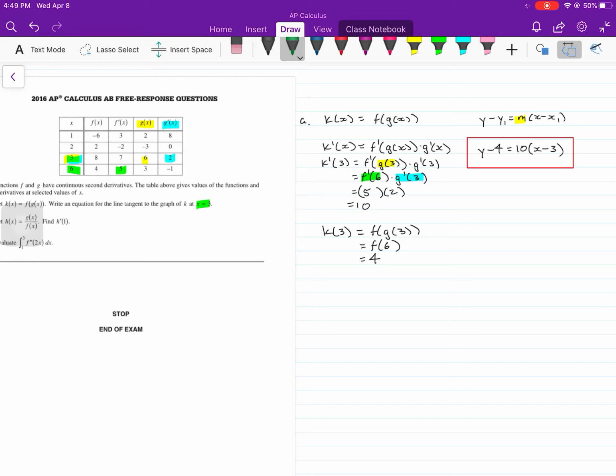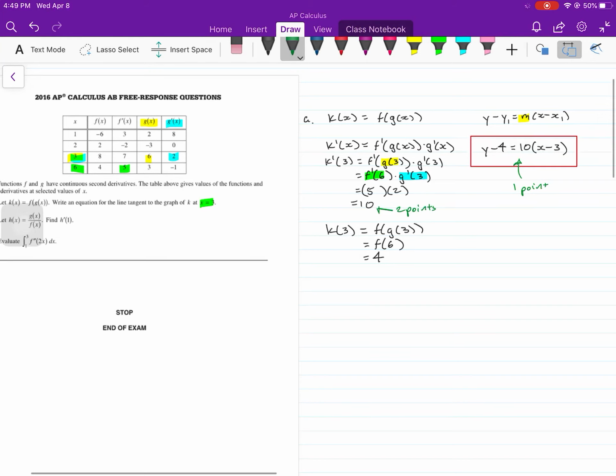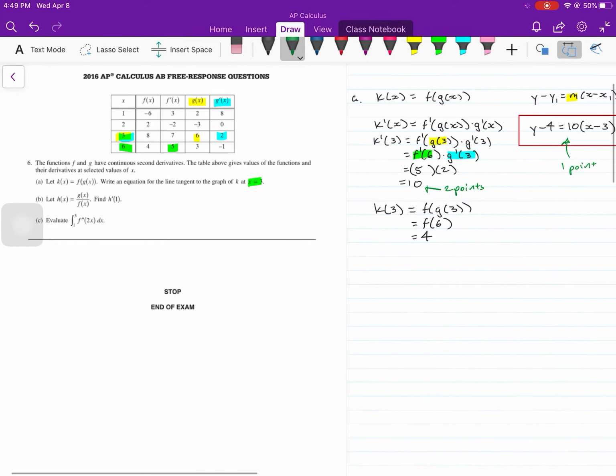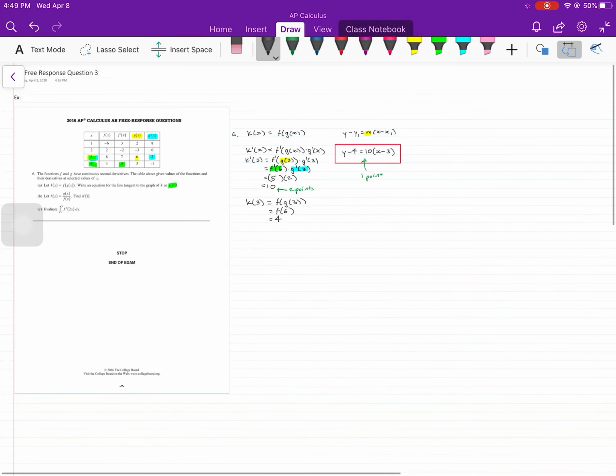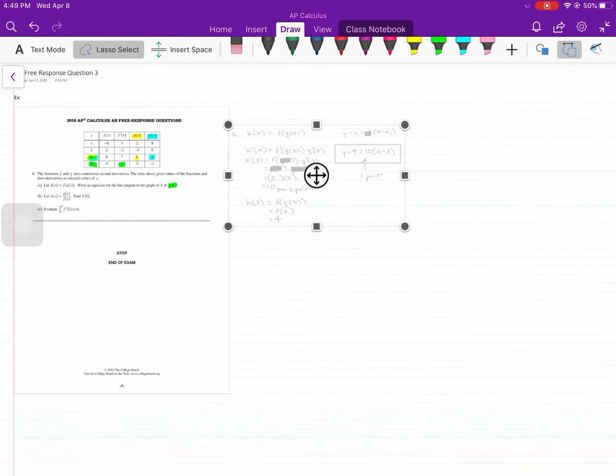So realize that the equation of the tangent line, this is 1 point, and your slope is 2 points. All right, let's go ahead and take a look at part B. Let me just move this over.